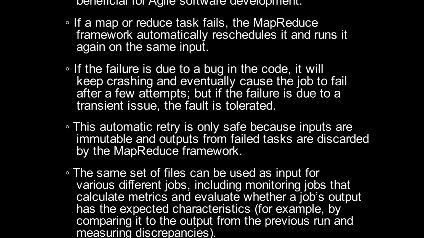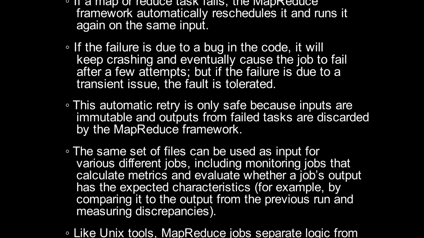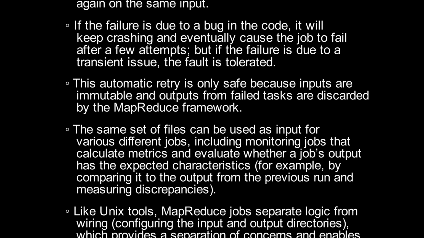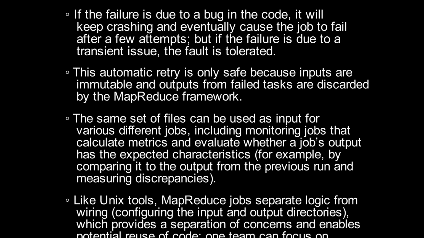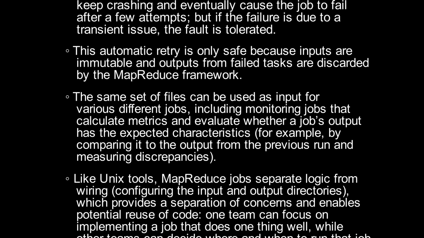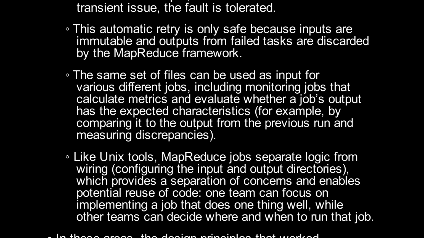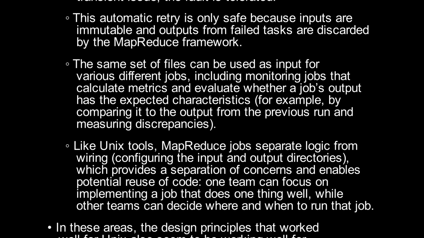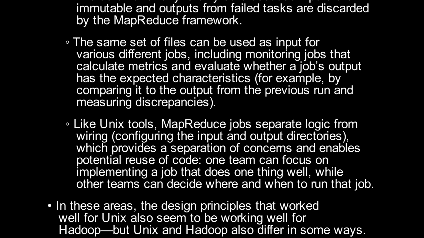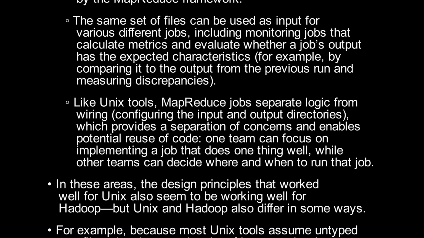The same set of files can be used as input for various different jobs, including monitoring jobs that calculate metrics and evaluate whether a job's output has the expected characteristics, for example, by comparing it to the output from the previous run and measuring discrepancies. Like Unix tools, MapReduce jobs separate logic from wiring, configuring the input and output directories, which provides a separation of concerns and enables potential reuse of code. One team can focus on implementing a job that does one thing well, while other teams can decide where and when to run that job.